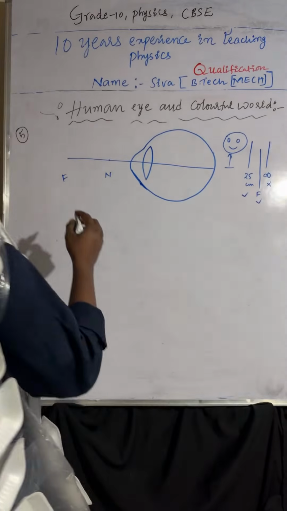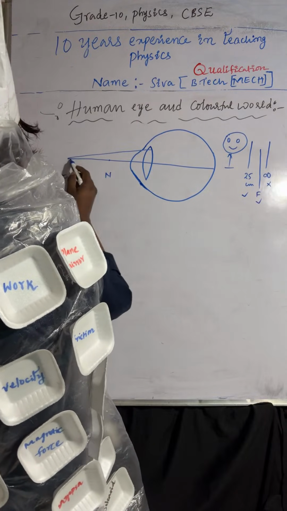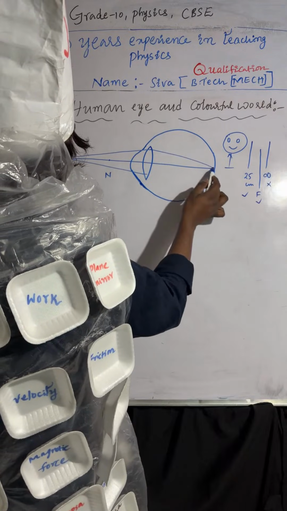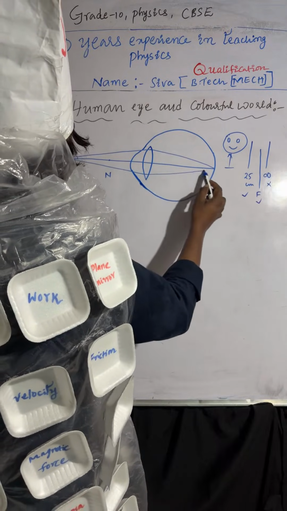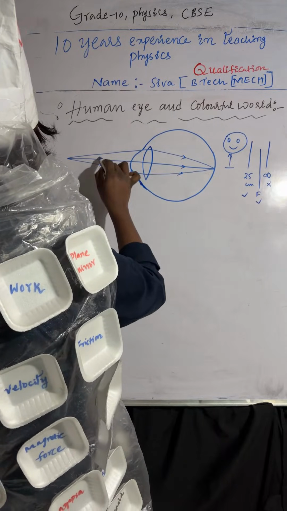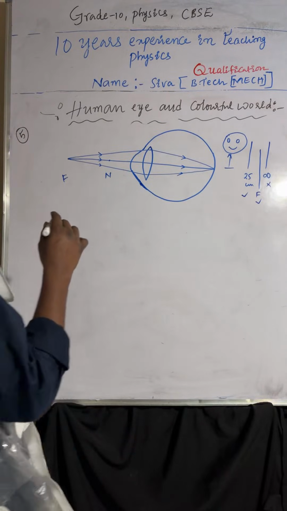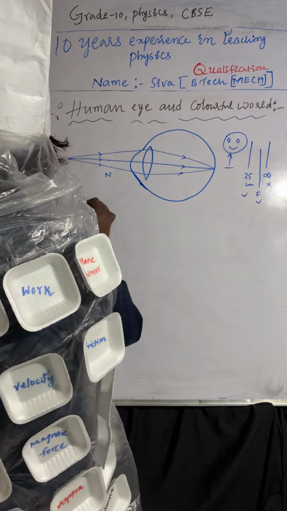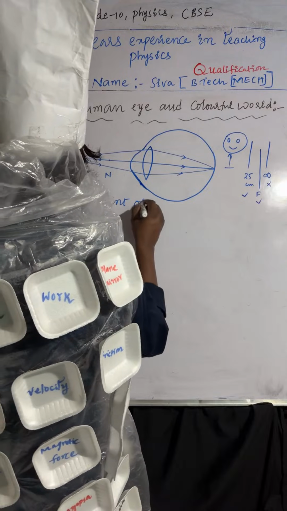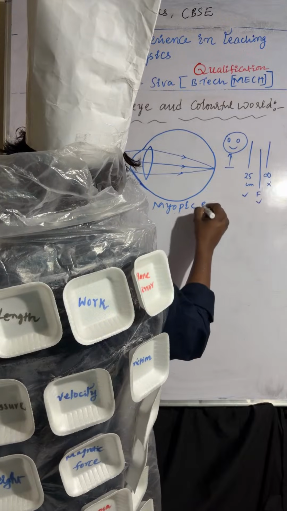Understood or not? If the light rays are coming from this point, those light rays are meeting here, you can observe. So this one is the far point of myopic eye. Understood? Far point of myopic eye.